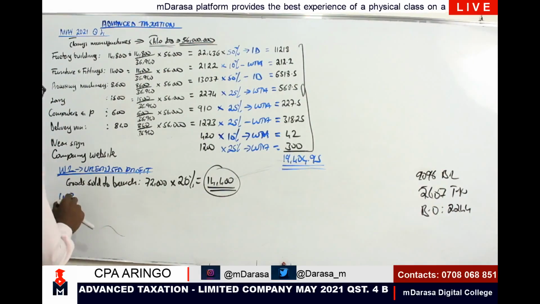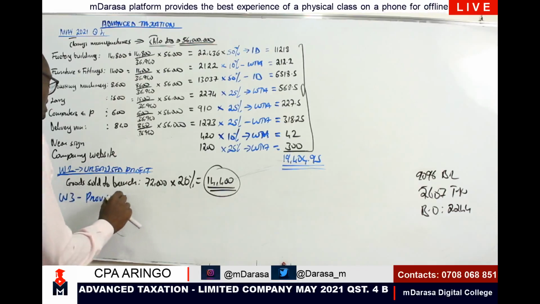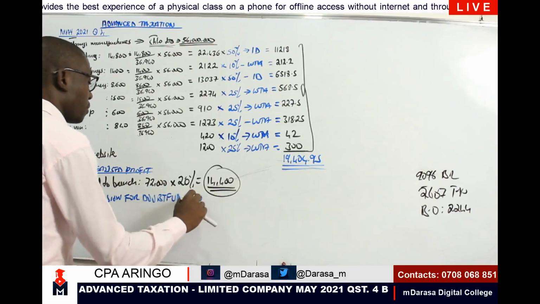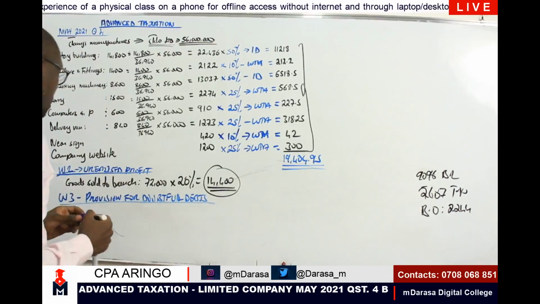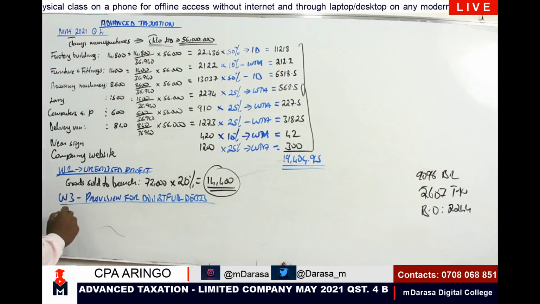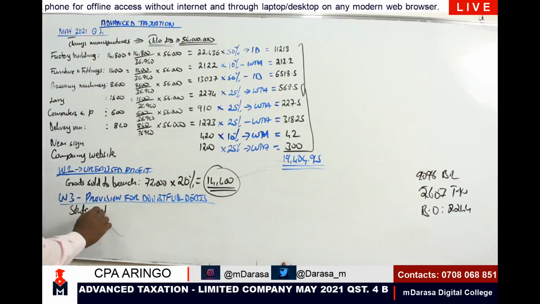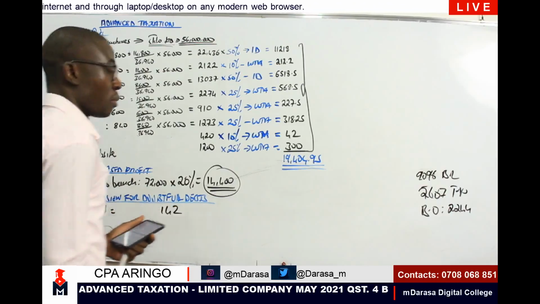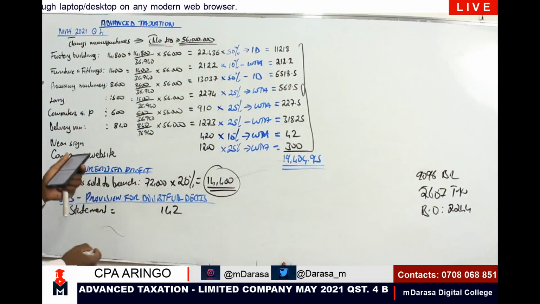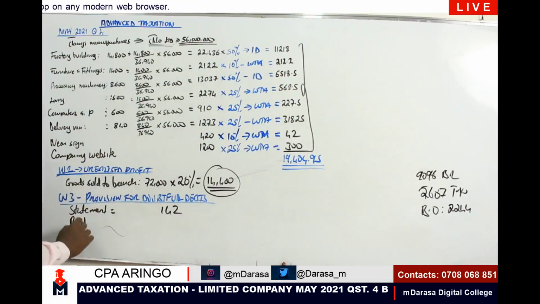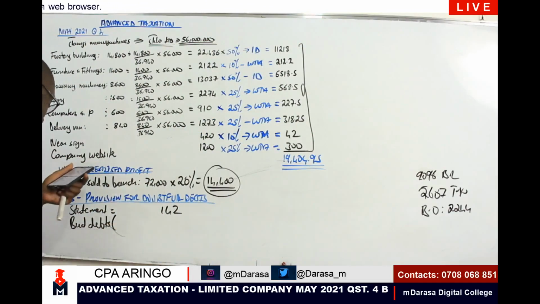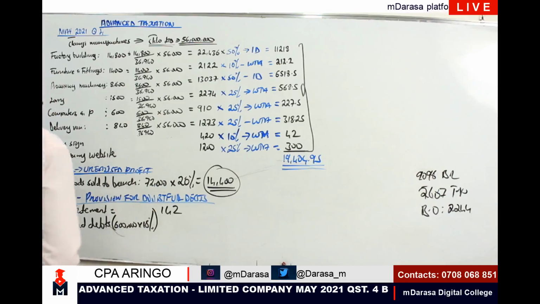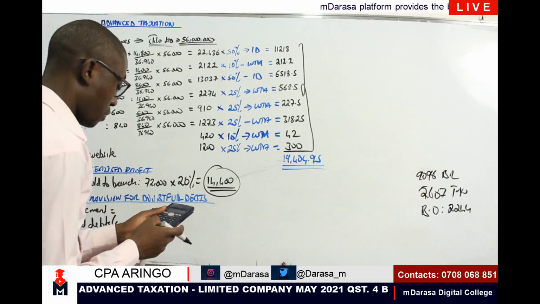Working 3, we are talking of provision for doubtful debts. First of all, whatever was given in our statement, we had a figure of 142. Provision according to our statement was 142. Remember, we are talking of the concept of provision for doubtful debts. Then we are told that out of this, I'm having bad debts, because he was a declared bankrupt. I'm having 600,000 by 15%, that should give us 0.15 by 600,000.